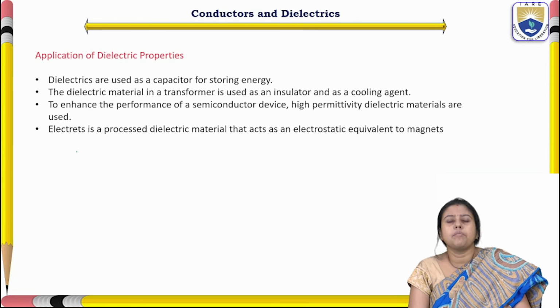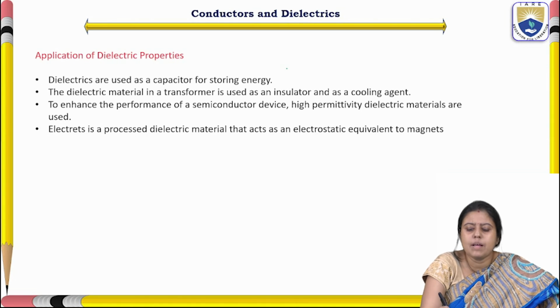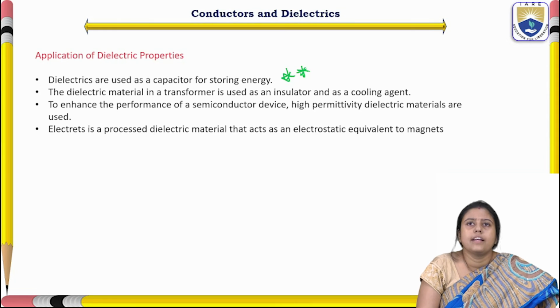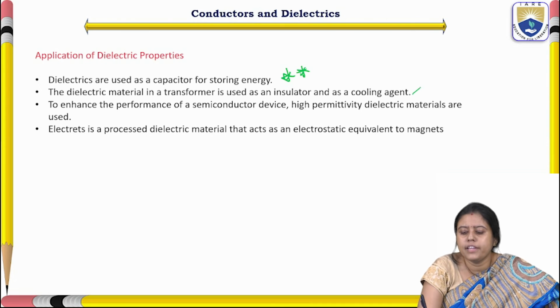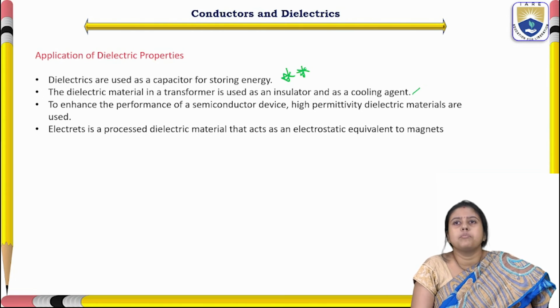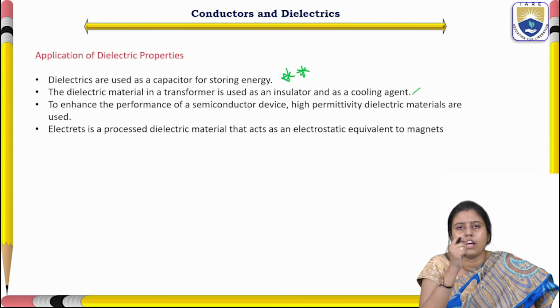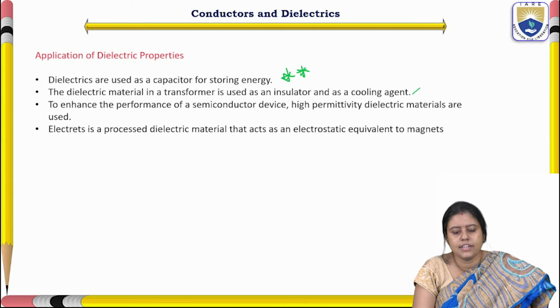What are the applications of the dielectric? Dielectrics are used as capacitors for storing energy. This is the main application of the dielectric. The dielectric material is used in the transformer as an insulator and a cooling agent, like transformer oil, air. They behave as the insulator between the coils, and they behave like the cooling agent.